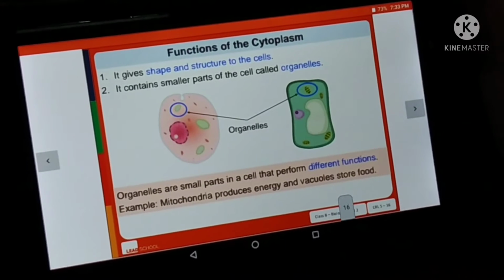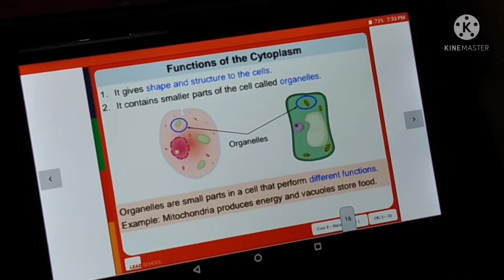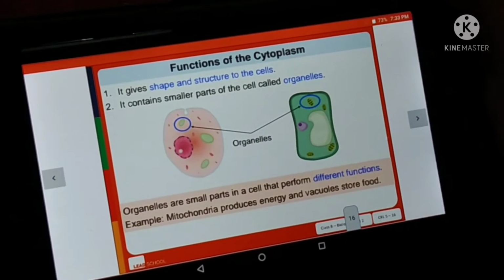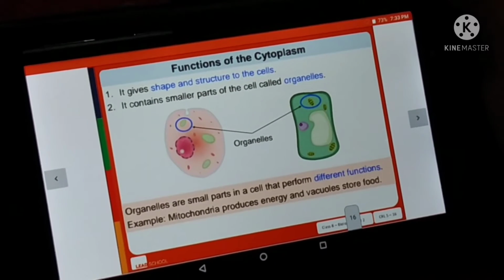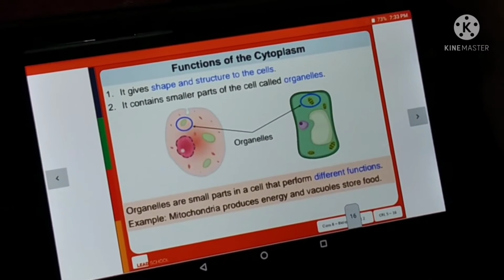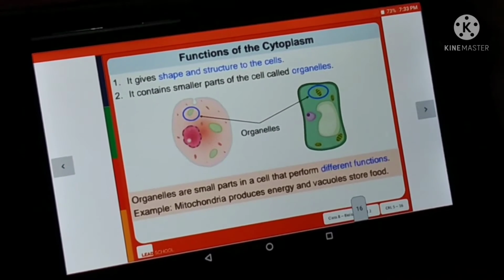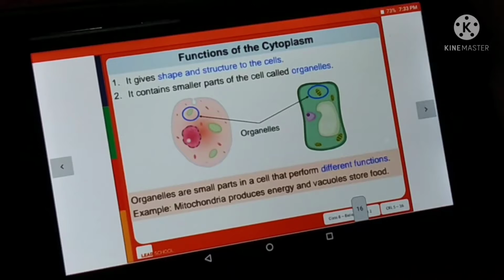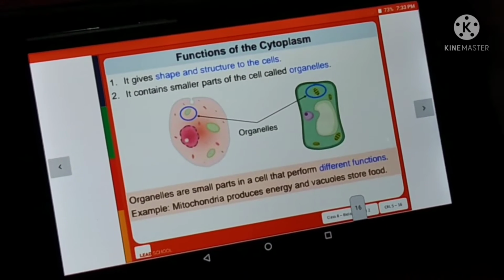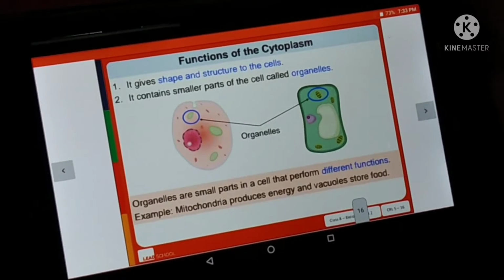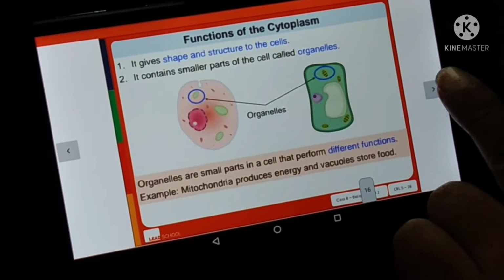Functions of cytoplasm: it gives shape and structure to the cells. It contains smaller parts of the cell called organelles. Organelles are the small parts in the cell that perform different functions. Example: mitochondria produce energy and vacuoles store food.